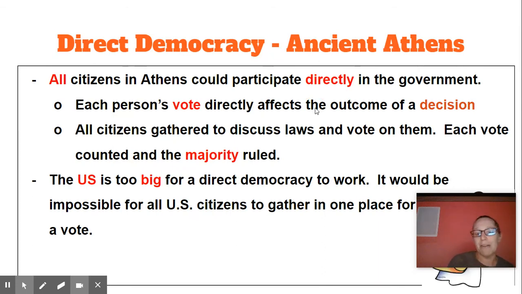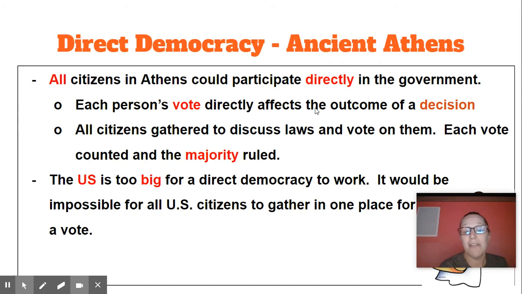All right, direct democracy is what ancient Athens has. In a direct democracy, all citizens in Athens could participate directly in the government, meaning if you're a citizen, right, you have all those 5 criteria, you could participate directly in the government. And this means every little thing that goes on in your city-state. Whether you're voting on a new leader or to widen the roads or anything, everybody participates directly in the government. Each person's vote directly affects the outcome of a decision.